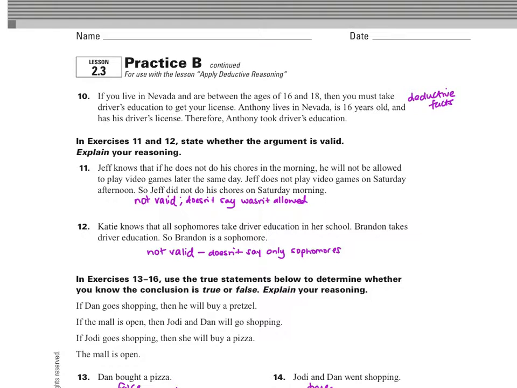Number 12 says Katie knows all sophomores take driver's education in her school. Brandon takes driver's education, so Brandon's a sophomore. Again, the then is occurring, not the if. So Brandon may or may not be a sophomore. It doesn't say only sophomores take driver's education.